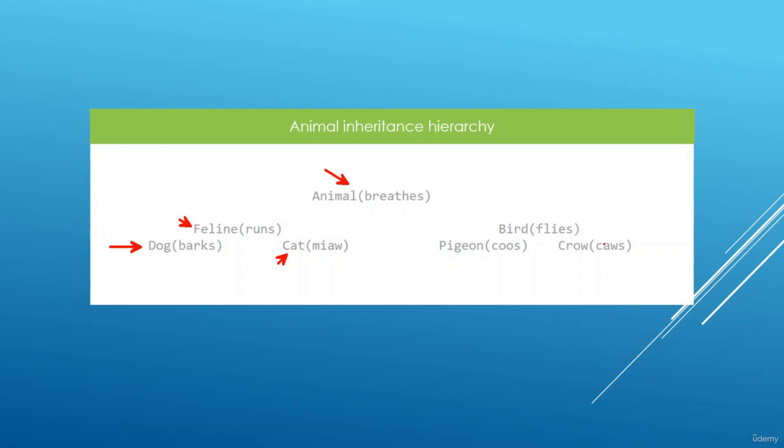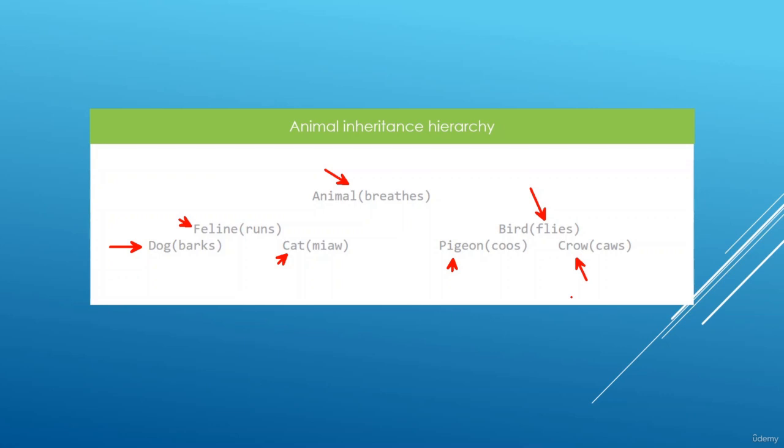We can also do it the other way and create a bird, which is also an animal. A bird is going to have its own methods and member variables that make it a bird. We can derive from a bird, create a pigeon, and we can derive from a bird and create a crow. And we can do all these things that these animals do.